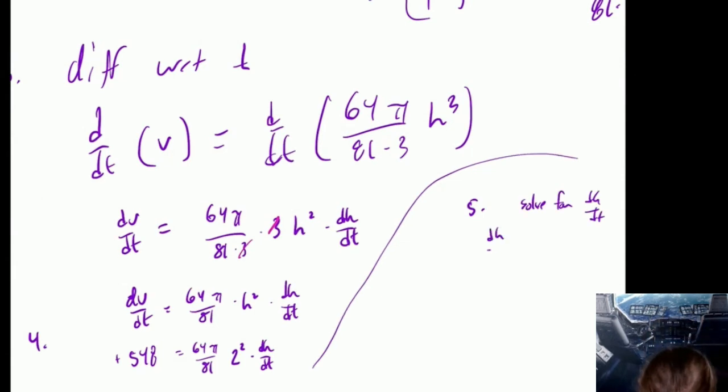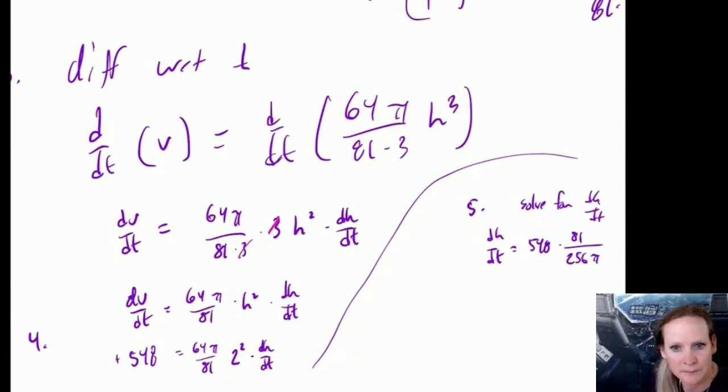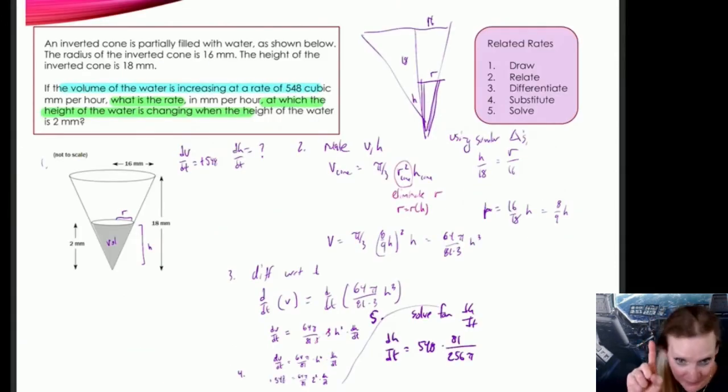And then finally, step 5, solve for dH dt. And so then I'll have that dH dt is equal to 548 times 81 over 256 pi. And then simplify as you will by taking out common factors from the 548 and the 256. We did it. Make sure that pi is in the bottom. That's going to be a common mistake on this problem, is to not have that pi in the bottom.